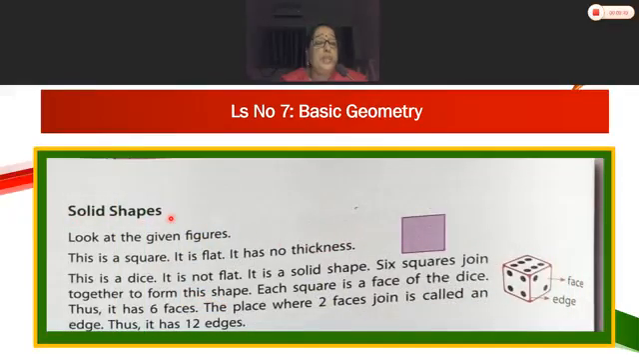Now solid shapes. Look at the given figures. Now this is a square. It is flat. It has no thickness. Okay. This is a dice. It is not flat. It is a solid shape. 6 squares joined together to form this shape. Each square is a face of the dice. Thus, it has 6 faces. The place where two faces join is called an edge. Thus, it has 12 edges.